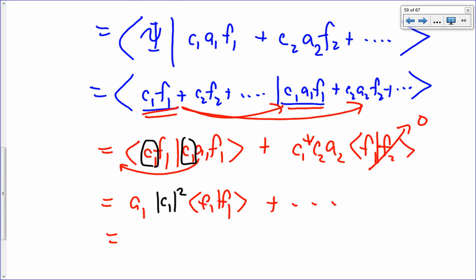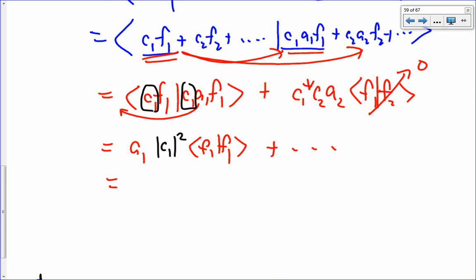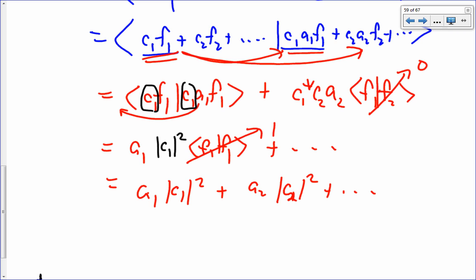So what will happen here then? You'll just have, and this is just 1, so this is just a1 c1 squared plus a2 absolute value of c2 squared and so on. So that's just the sum of a sub i times the probability that you're going to get a sub i.